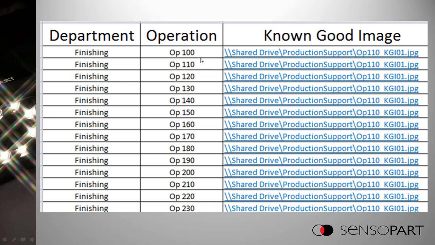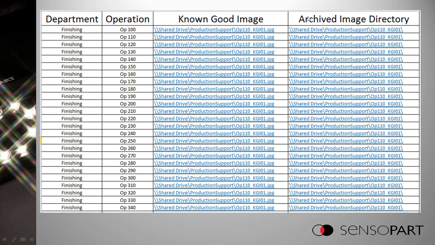You could just use Excel. Which department, what's the machine name, where's the link of the known good image, the reference image. If you are archiving images, you could also have the link to the directory of the archived images.